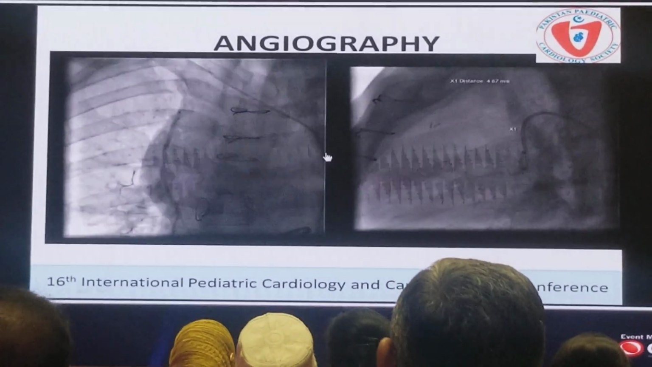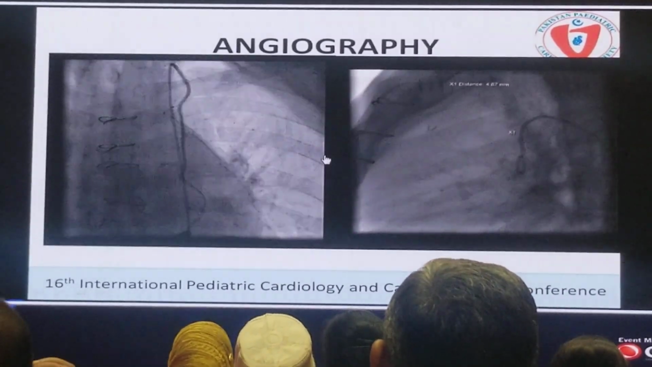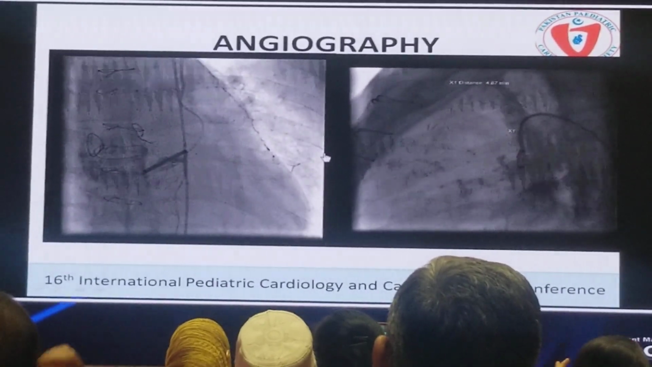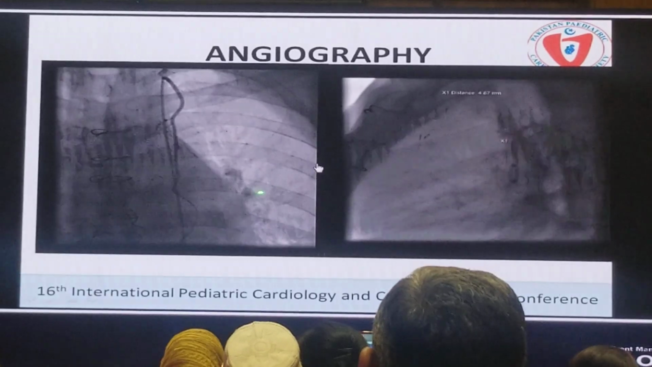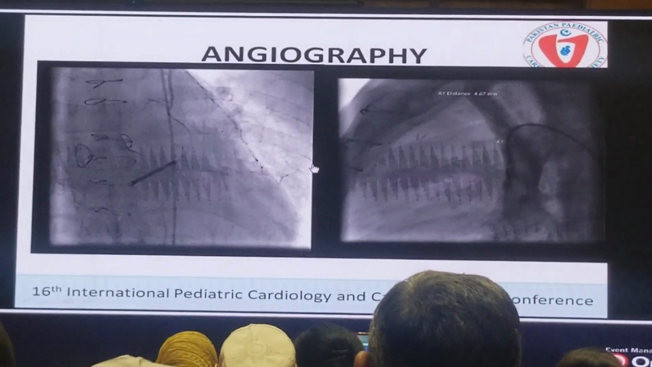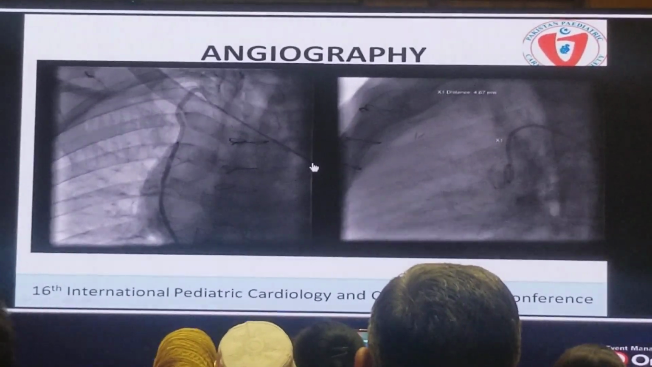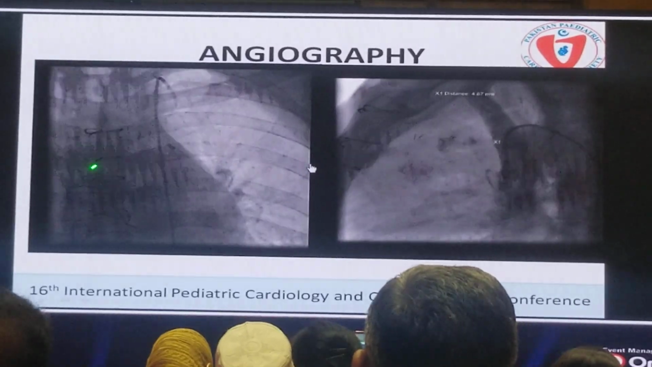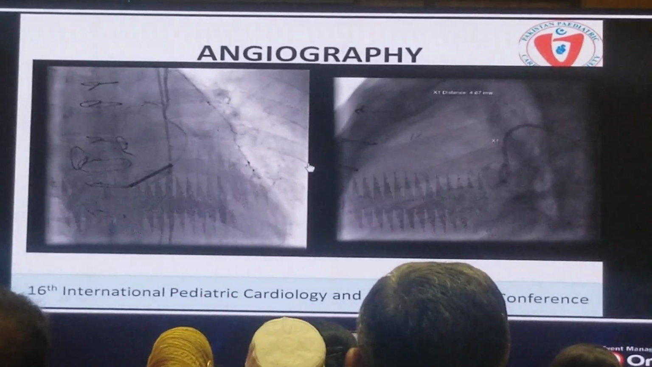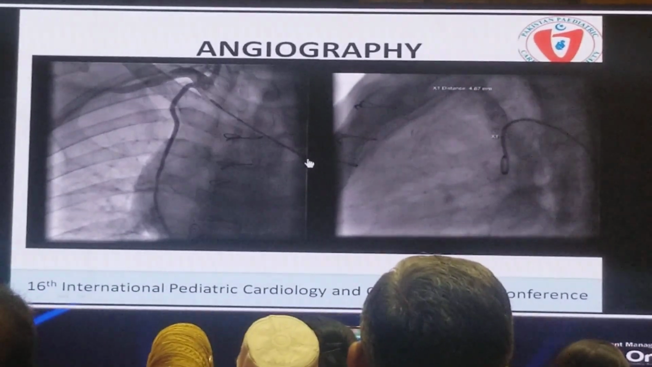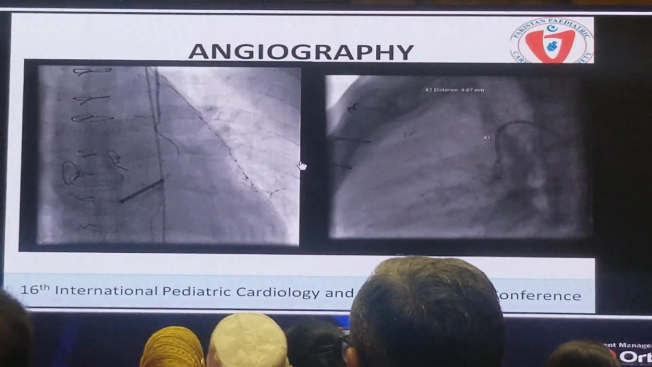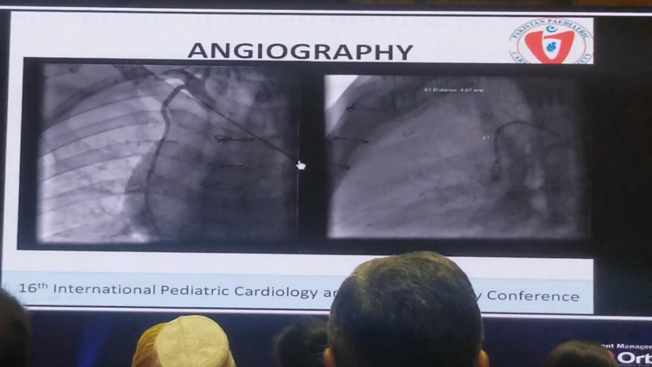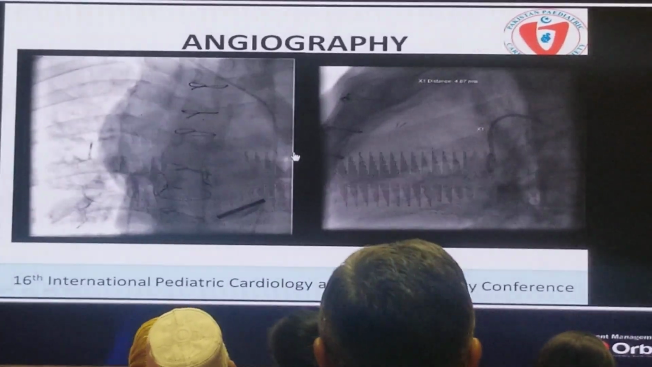Left access was taken, and then the left innominate artery angiogram showed there was no aneurysm. Then we did the right innominate artery angiogram, that was also very clear. There was no aneurysm. We did an ascending aortogram, that showed a rent at the base of the innominate artery and the upper part of the ascending aorta. That measured 4.87 millimeters.